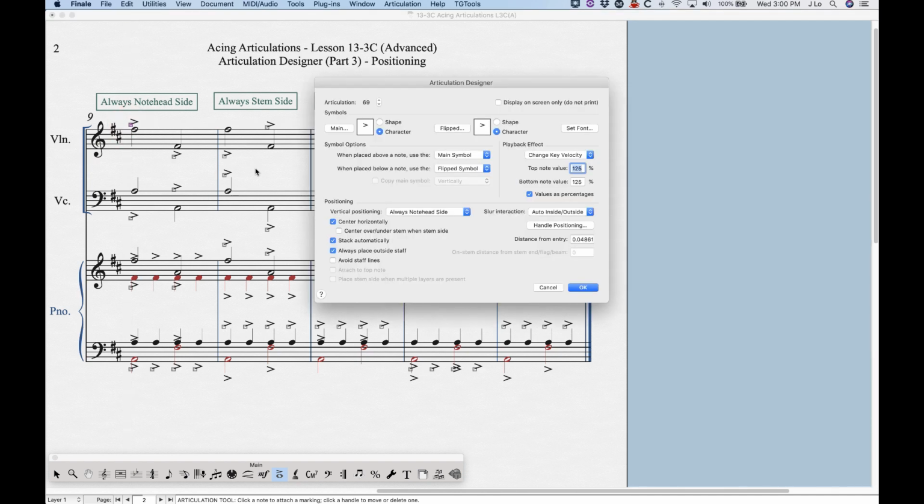So in this case, the always note head side accent is set to always note head side. All right. Now there are 7 options here. I'm going to ignore for the time being manual and on stem, because those are very specific positioning for certain articulations, and I'll get to those soon. But I'm going to talk about the other 5: auto note head stem side, always note head side, always stem side, above note, and below note.